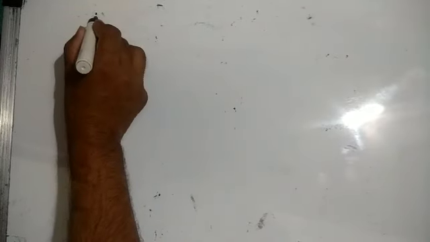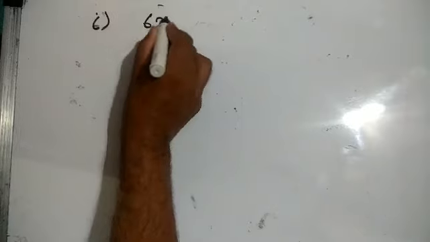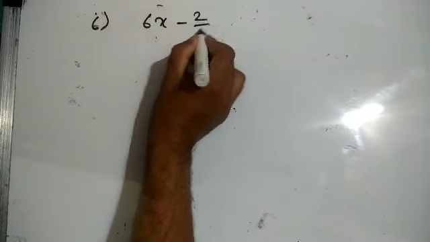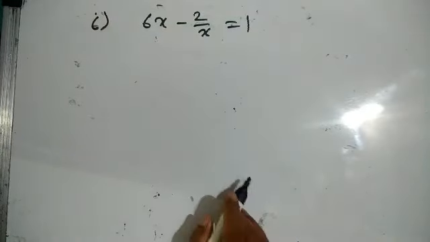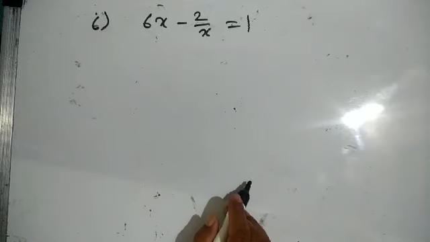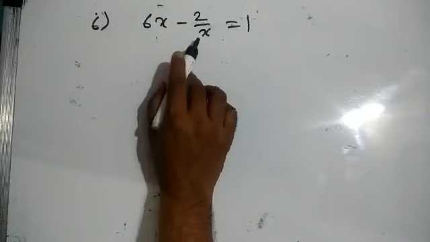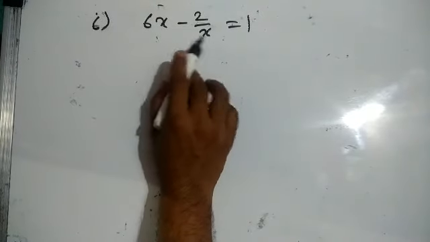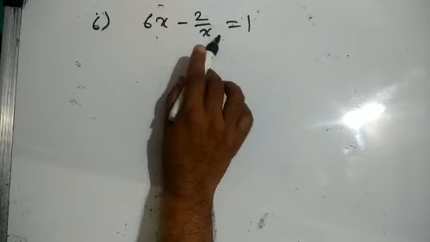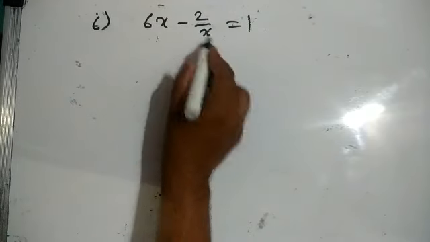Sixth problem from the practice set 2.2. 6x minus 2 by x is equal to 1. 6x minus 2 upon x is equal to 1. Here again it is not in the standard form. Therefore first write this equation in the standard form of quadratic equation.